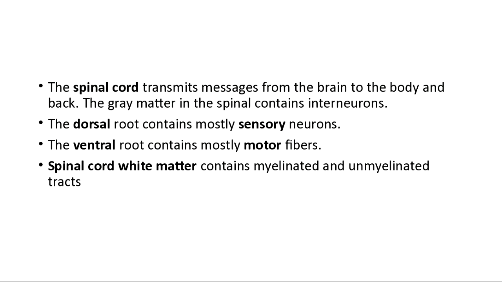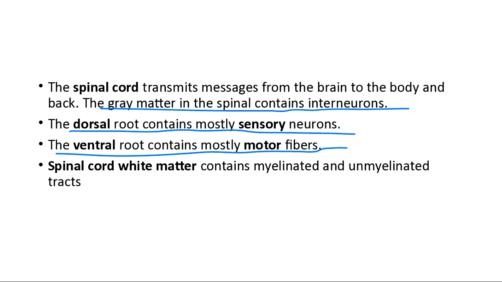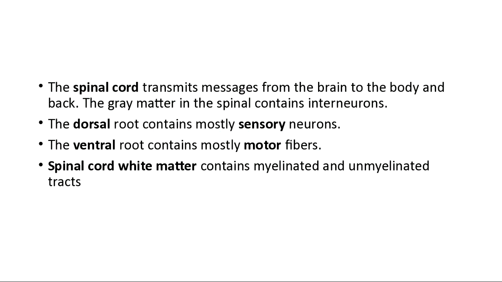The spinal cord transmits messages from the brain to the body and then back. The gray matter in the spinal cord contains interneurons, and the dorsal root contains mostly sensory neurons. The ventral root contains motor fibers. And all this is gray matter. This is kind of a weirdly printed thing, but gray matter in the dorsal aspect is going to be interneurons or sensory neurons. Ventral is motor fibers.